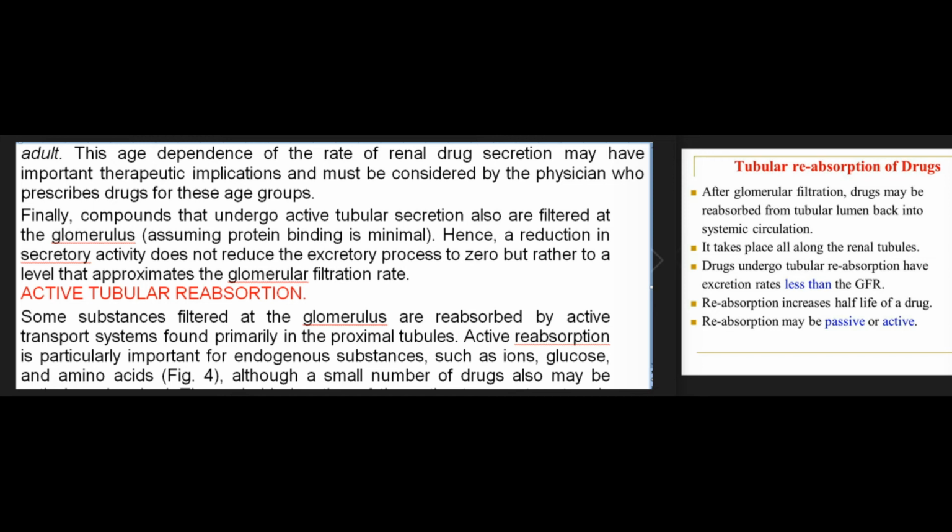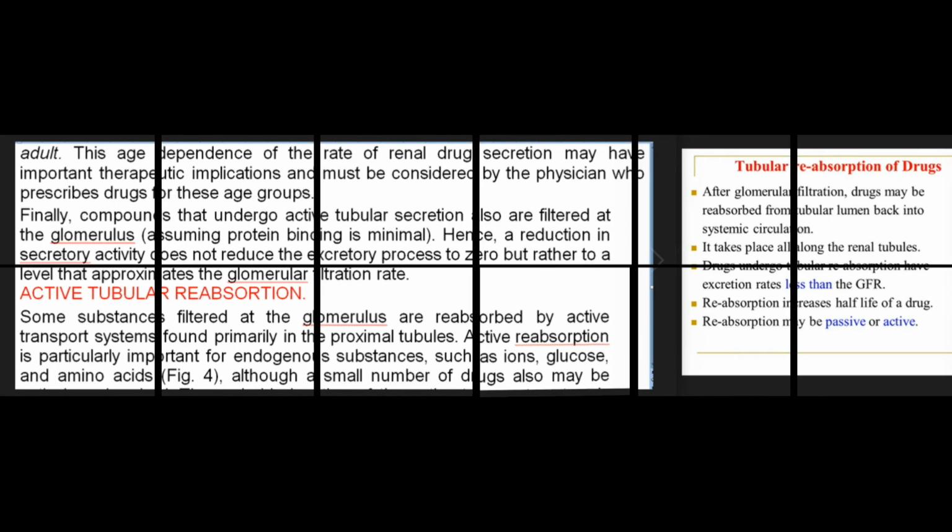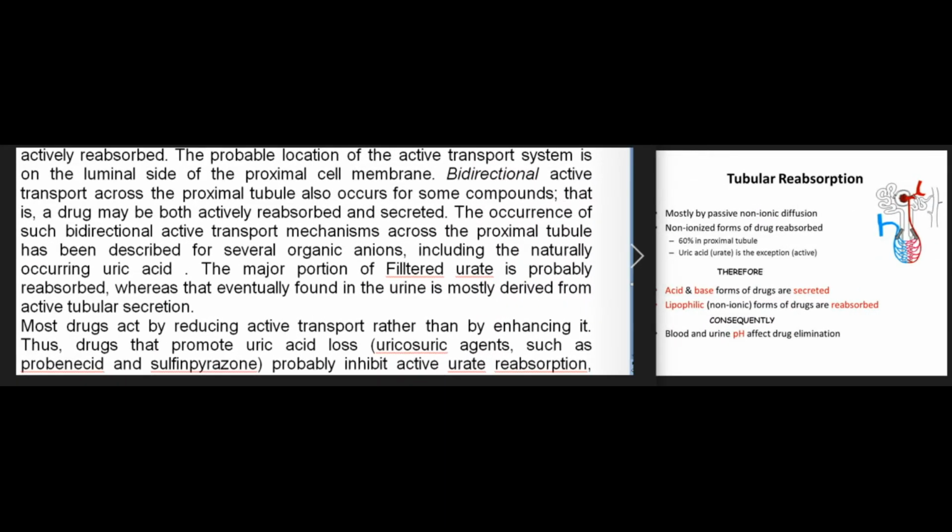Active tubular reabsorption. Some substances filtered at the glomerulus are reabsorbed by active transport systems found primarily in the proximal tubules. Active reabsorption is particularly important for endogenous substances, such as ions, glucose, and amino acids, Fig. 4, although a small number of drugs also may be actively reabsorbed. The probable location of the active transport system is on the luminal side of the proximal cell membrane.